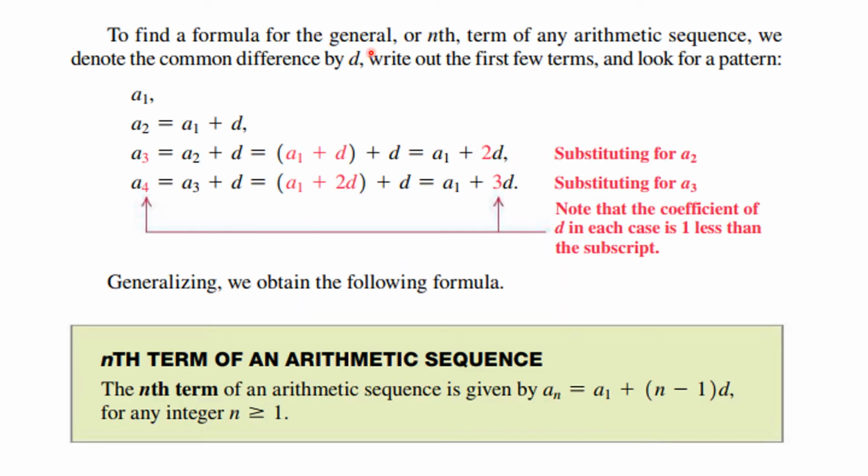Now we also want to find a formula for the general or nth term of an arithmetic sequence. If we say the common difference is d, we see that I get a1, but then I get a2 by adding d. I get a3 by adding d yet again. I get a4 by adding d yet again. And what is emerging with these examples is the formula that the nth term of an arithmetic sequence is given by an equals the first term, a1, plus n minus 1 times the common difference.